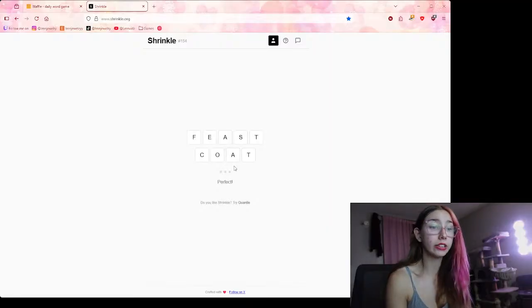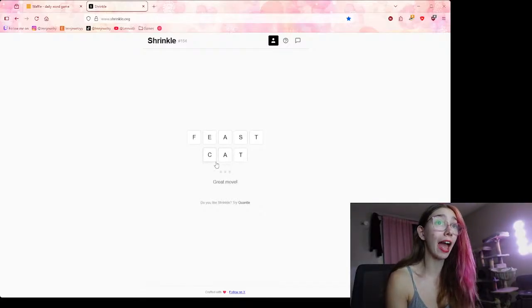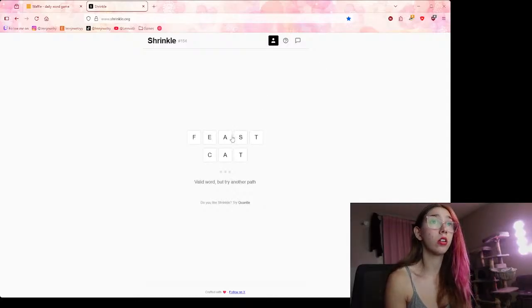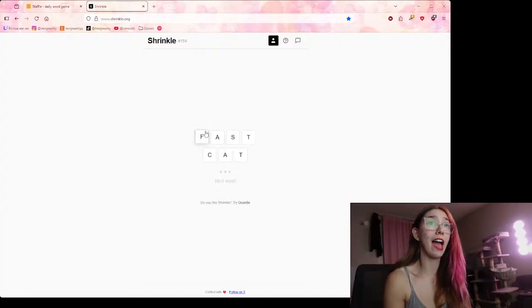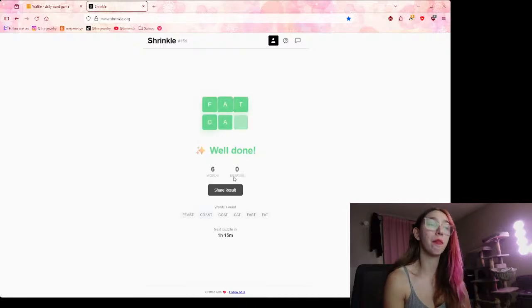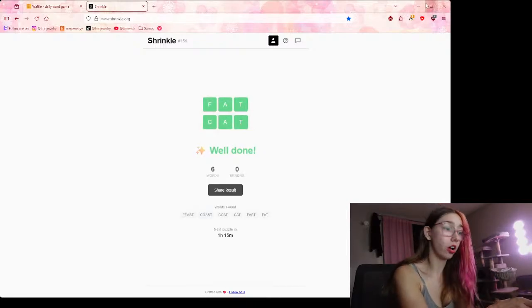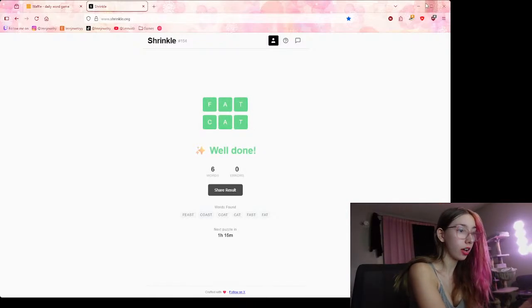Oh, damn, why did that T literally disappear for a minute? It could be cat or cot. Okay, cat. It could also be at. No, okay. Okay, fast cat. Fat cat, okay. Alright, that was easy.